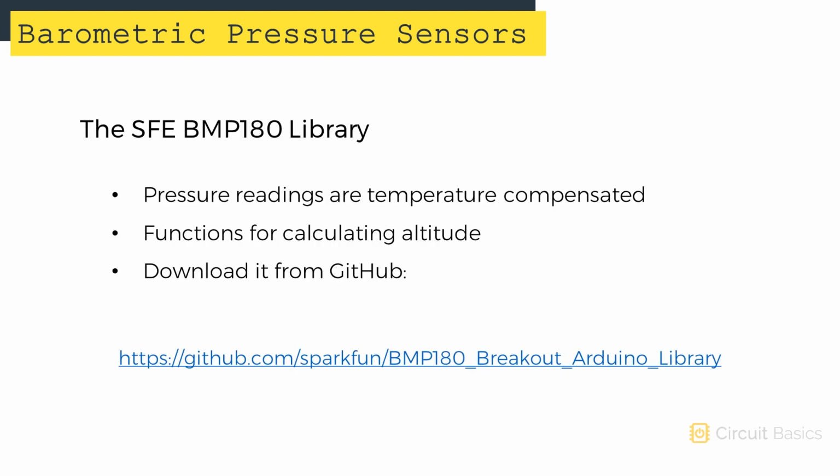Okay, now for the library. SparkFun has a great library for the BMP180 called SFE BMP180. This library takes care of all the math needed to adjust the pressure readings for changes in temperature. It also has functions that calculate altitude. You can download the library from GitHub at this link. Once you get that installed, you're ready to start programming.